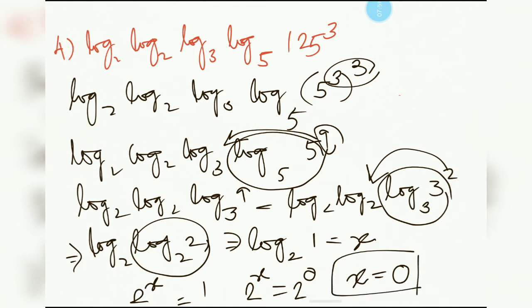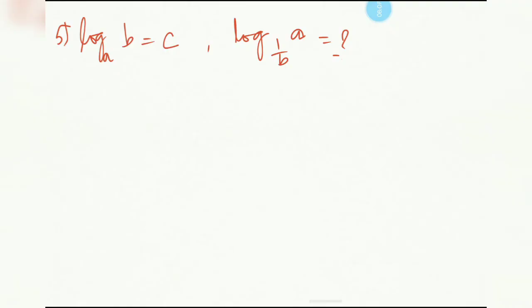That means all this value is just 0, because I just took an unknown value like x. So the answer is option B, which is 0. I hope this problem is completely clear to you all. Next, fifth question we have to see: log b to the base a is equal to c.